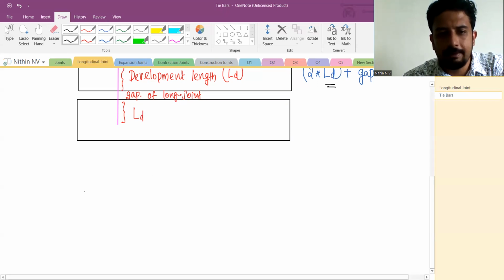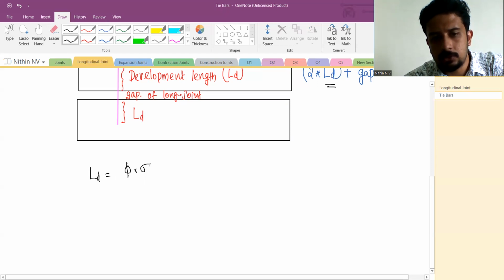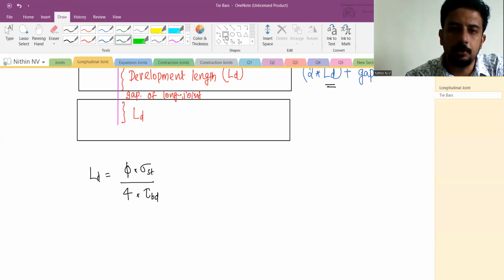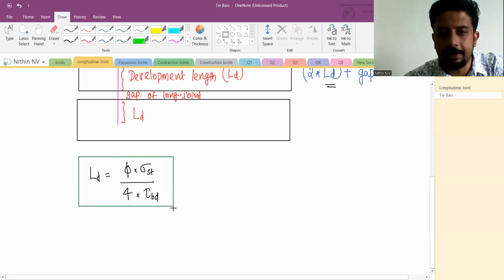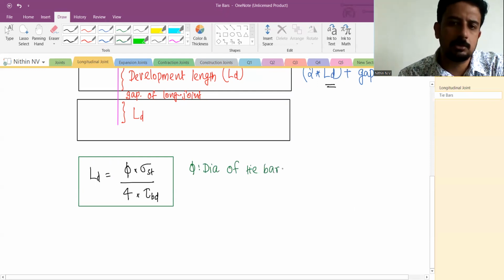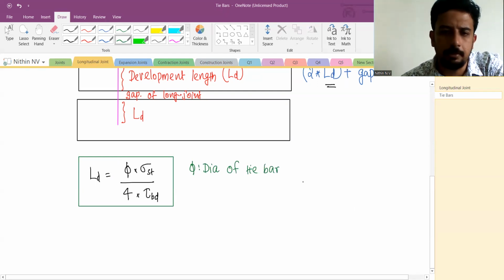So this development length LD is actually pi into sigma ST divided by 4 tau BD. This is the equation. This equation, as I already told you, we'll study in detail in the RCC subject. But let me just explain what the terms are here. Pi stands for diameter of tie bar. We'll be using small diameter mild steel bars. So dia of the tie bar.